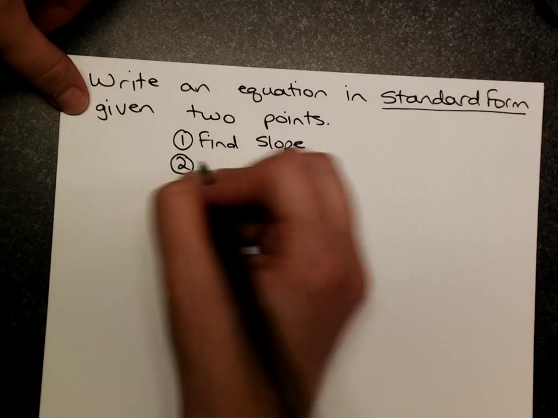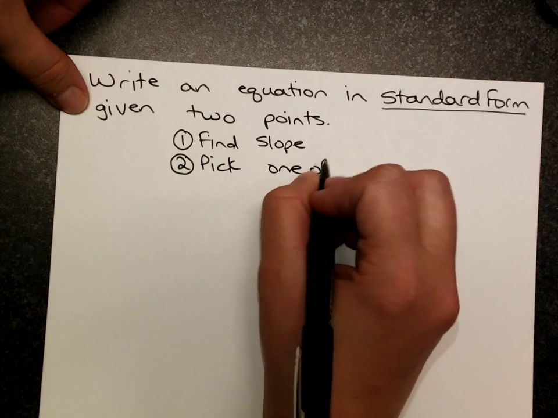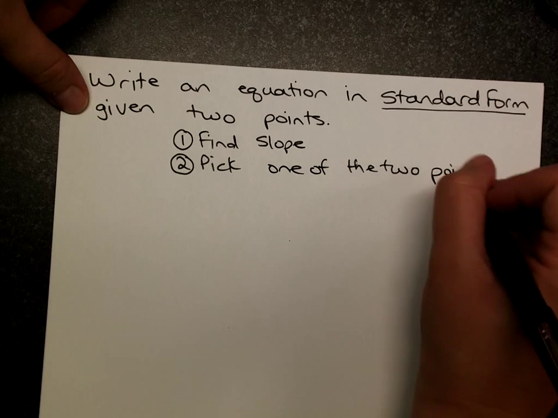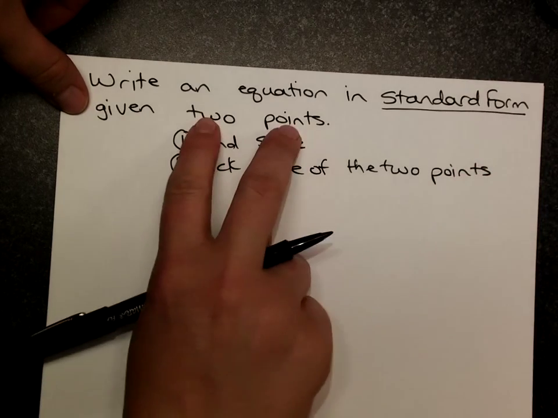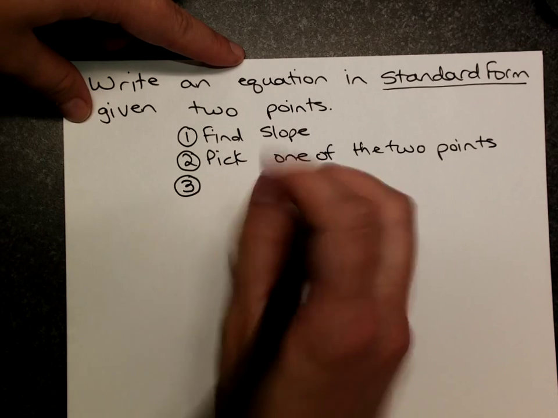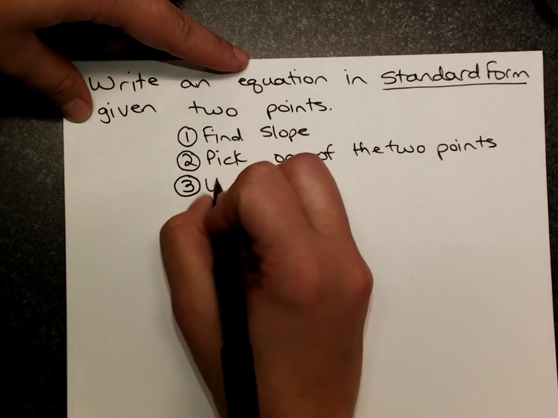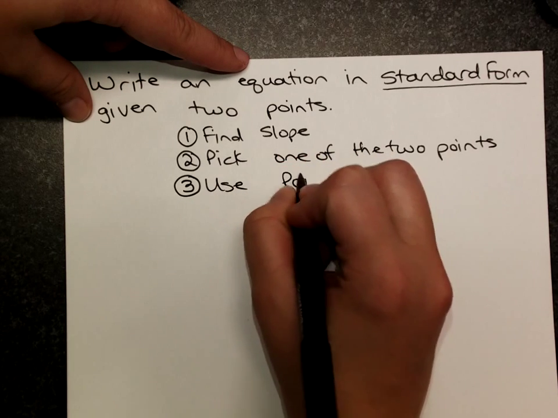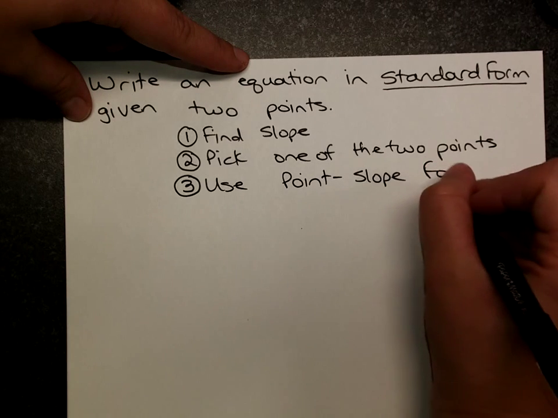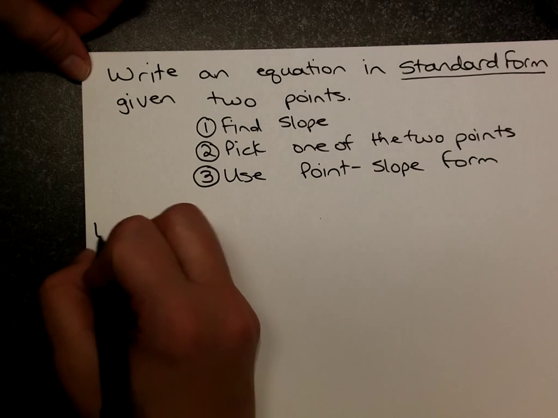And then our second step is to pick one of the 2 points. So you're going to pick one. You're going to be given 2 sets of points. You pick which one you like. With the point you've chosen and the slope you calculated, you use point slope form. So this last step will be just like the previous. So let's do a couple examples of that.